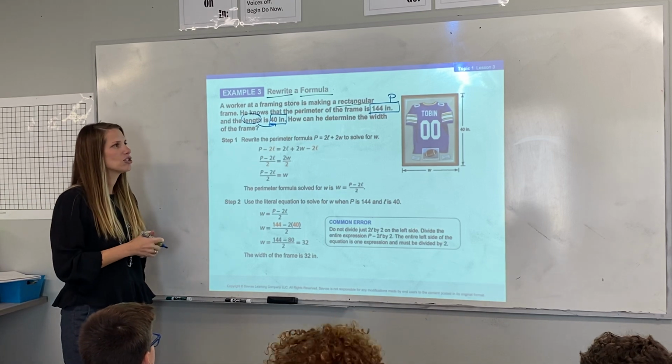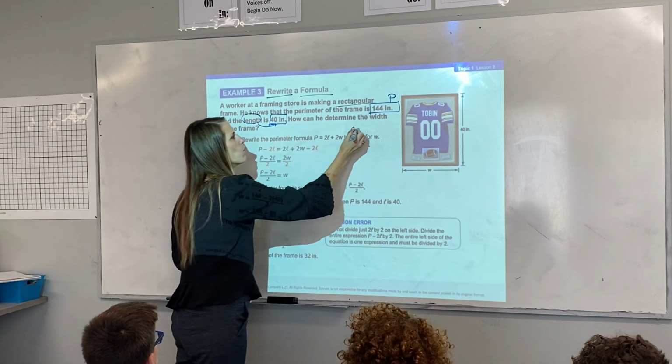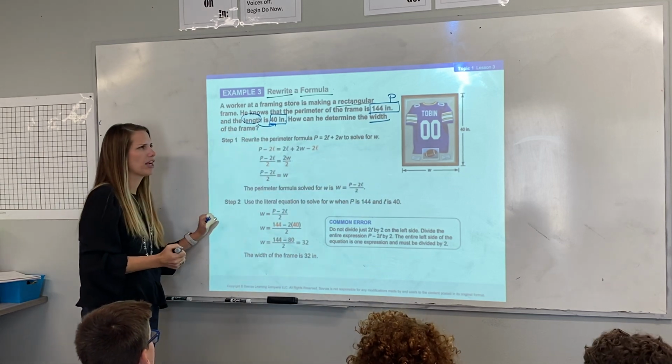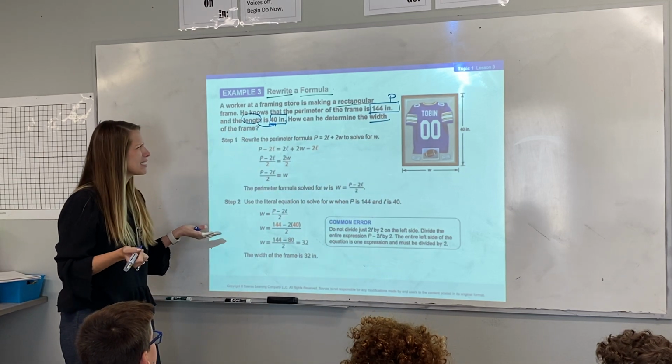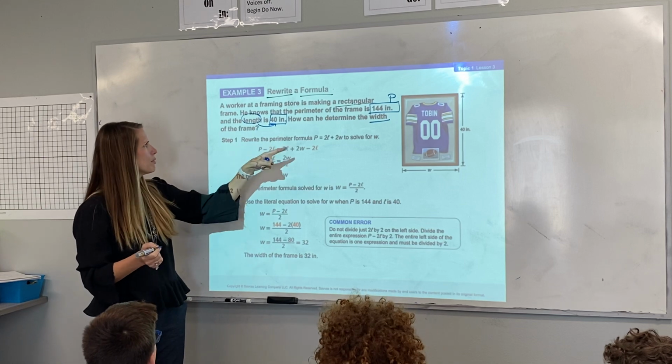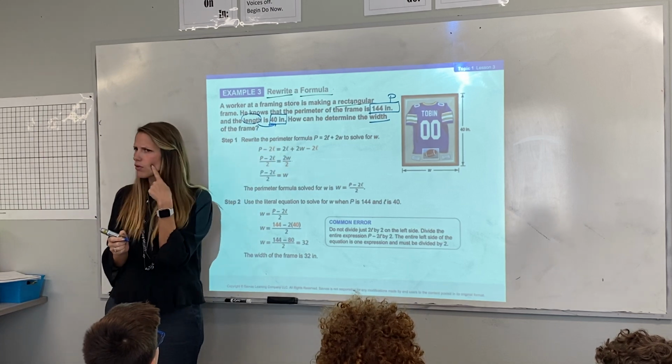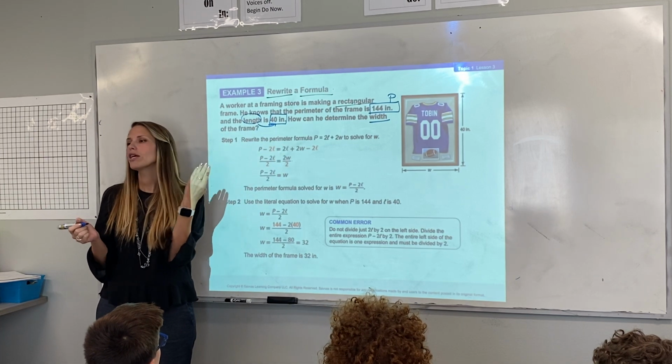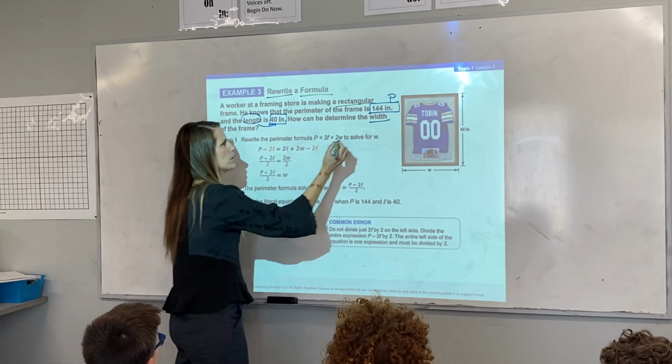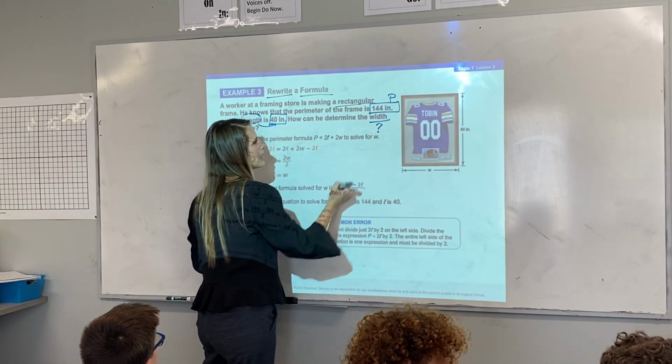How can he determine the width of the frame? Why don't I see a number with the width? I see a number for perimeter, I see a number for length. Where's the number for width? We don't know it. It is the unknown, so I'll put my little question mark here.